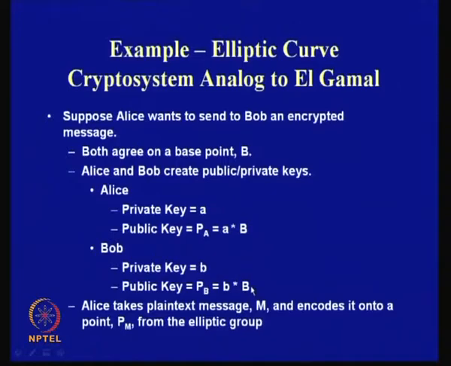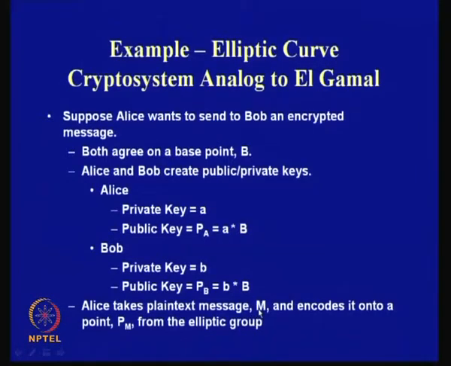Now you know that these public keys are available to everybody, right, it is there in the public key ring. So, if Alice wants to encrypt a message m, then it has to somehow convert or encode this message into a point on the curve, say call it Pm, right.